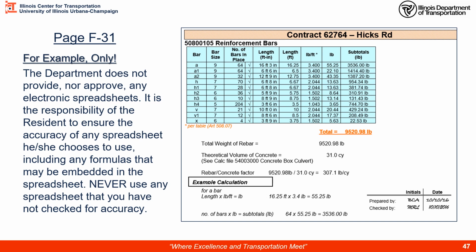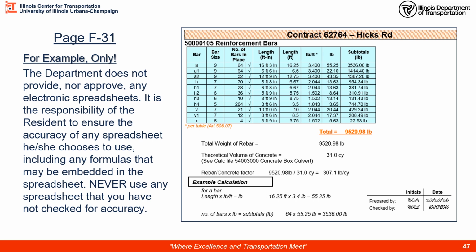Then my sample calculation tells me for a single bar, I take its length times its weight per foot, and I get pounds. So that's my total here. I take this cell times this cell, and I get this cell. That's my example calculation. Subtotal would then be the number of bars times the pounds of each bar. So this cell, the pounds per bar, times the number of bars would equal this amount. I've shown those example calculations right here.